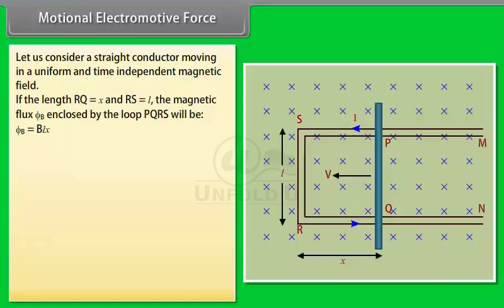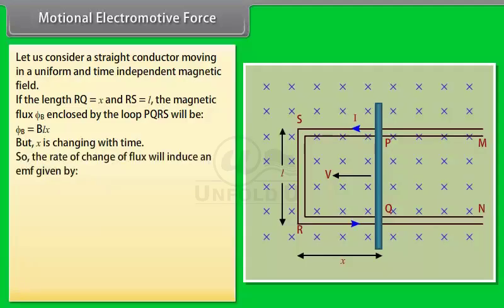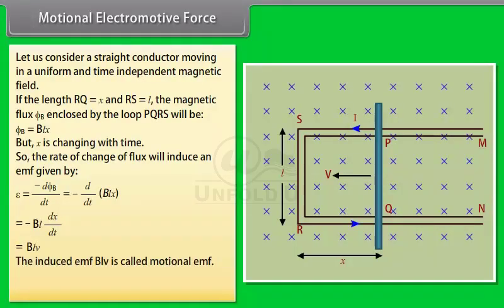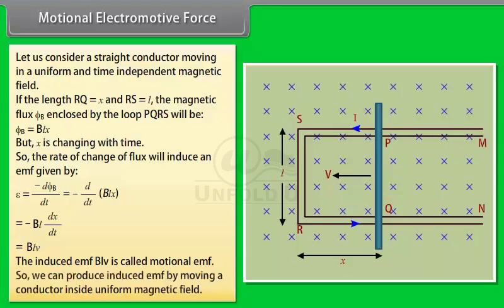If the length RQ is x and RS is L, the magnetic flux phi B enclosed by the loop PQRS is equal to BLx, but x is changing with time. So the rate of change of flux will induce an EMF given by minus d(BLx)/dt, which is equal to BLv. The induced EMF BLv is called motional EMF. So we can produce induced EMF by moving a conductor inside a uniform magnetic field.